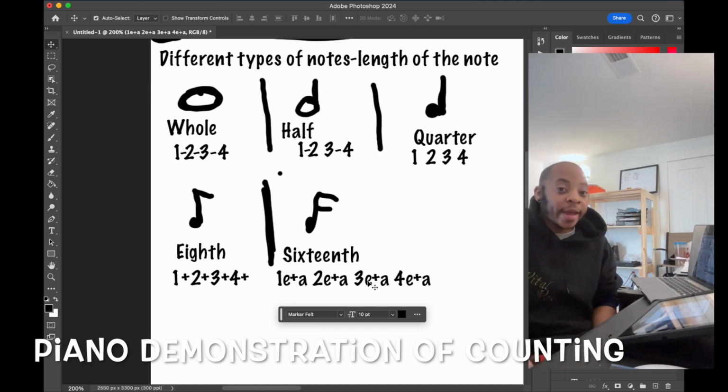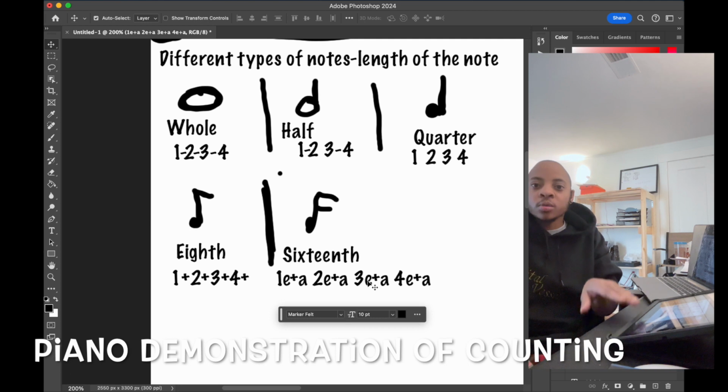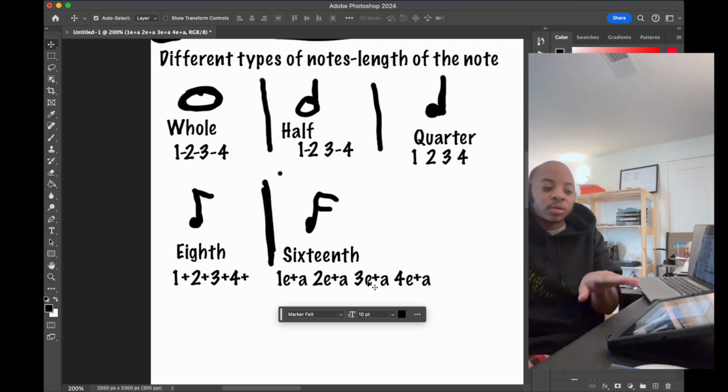That's a whole note. Now we have half. Same. Now for the quarter. All right, now we have the eighth, one and two and three and four, so same thing. Don't subdivide in hand, one, two, three, four, one, two.